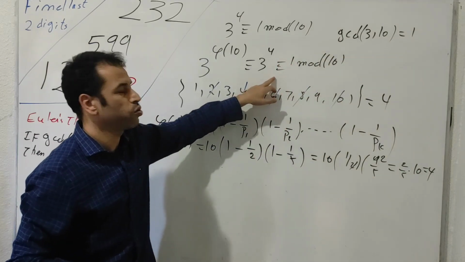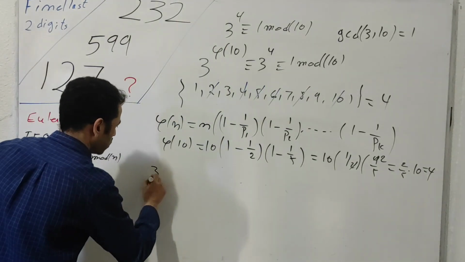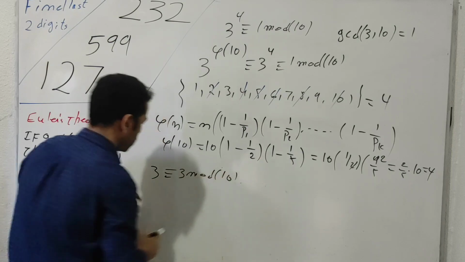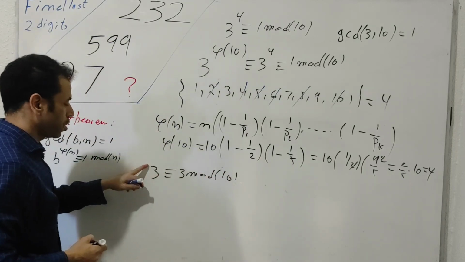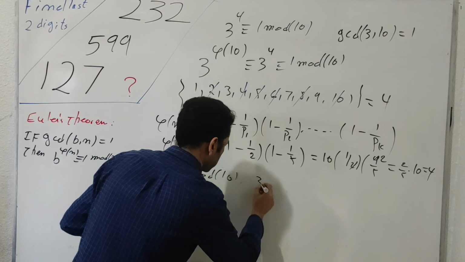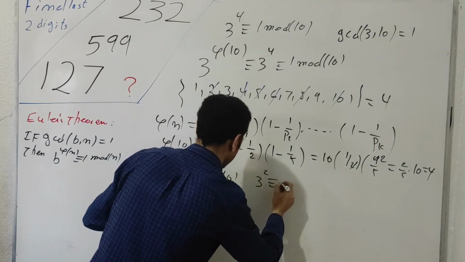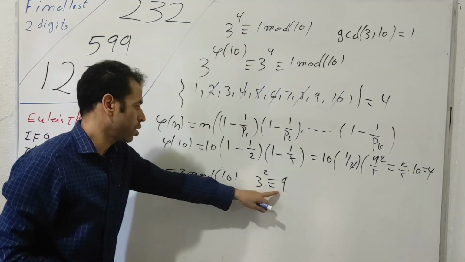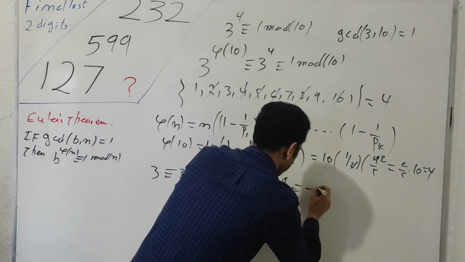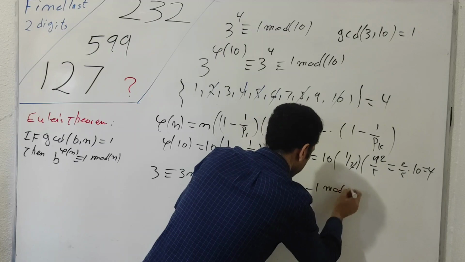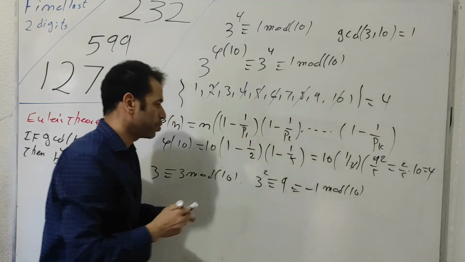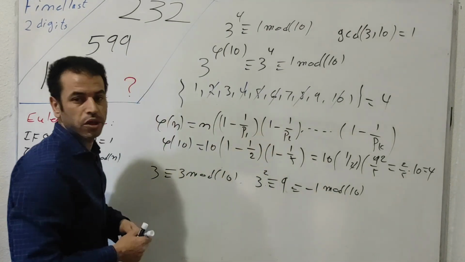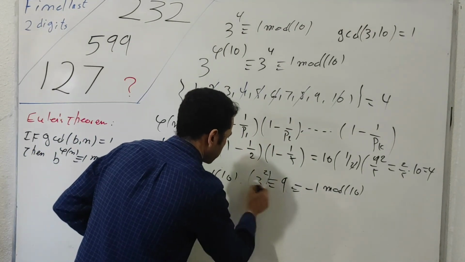I'm going to prove this one with a different method. So I have 3 is congruent to 3 mod 10. I'm going to raise both sides to the power 2. I will have 3 squared is congruent to 9 mod 10. 9 is congruent to -1 mod 10. I'm using the negative number because 9 is 1 less than 10. So I'm going to raise both sides to the power 2.